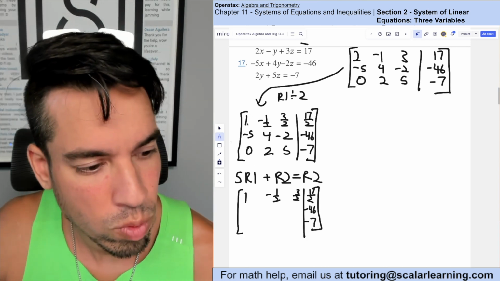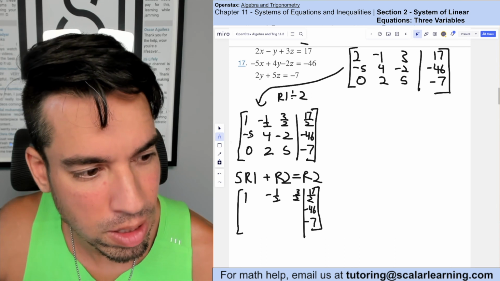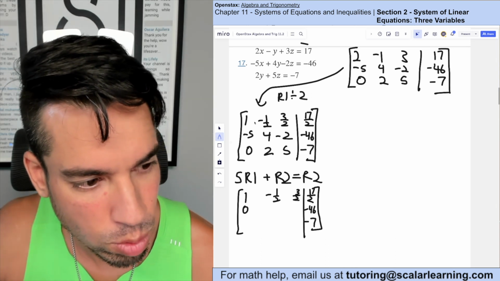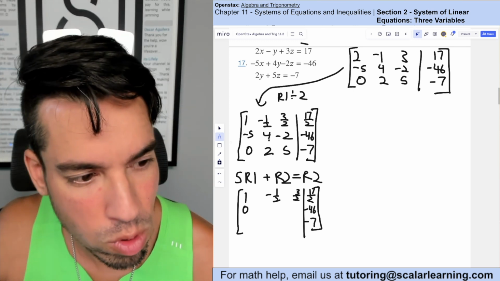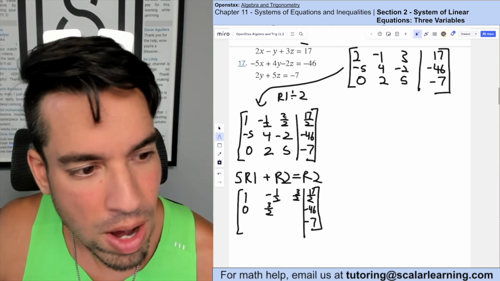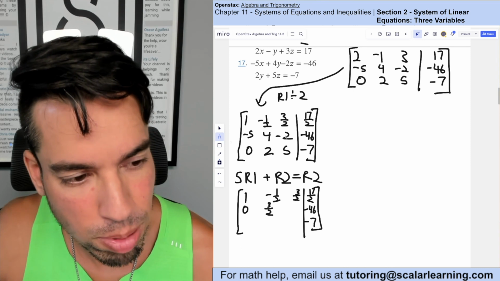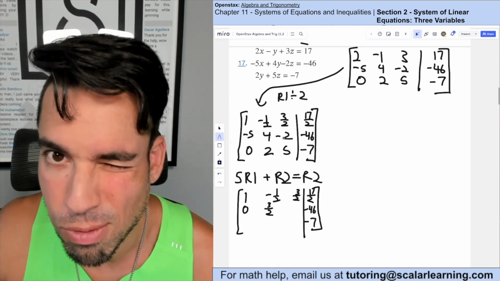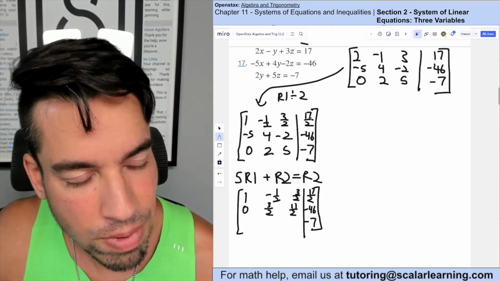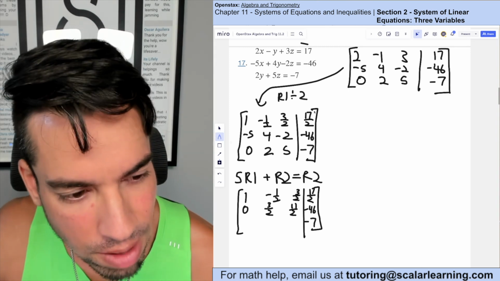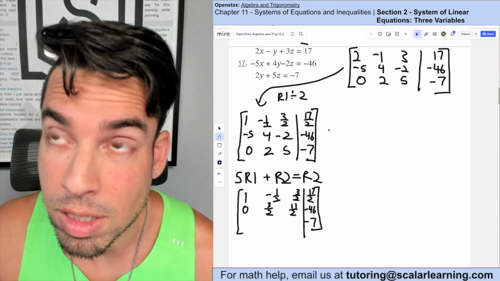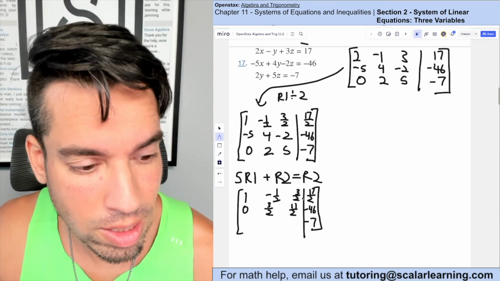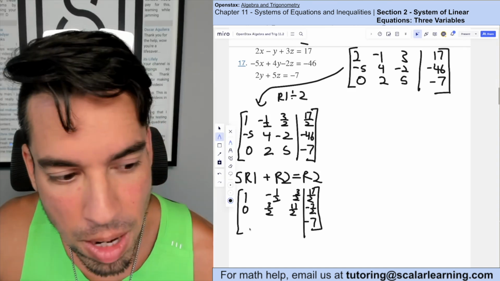So 5 times row 1, meaning 5 times 1 is 5, plus negative 5 is 0. That's what we want. 5 times negative 1/2 is negative 5/2, plus 4 is positive 3/2. 5 times 3/2 is 15/2, plus negative 2, that'd be negative 4/2, that'd be 11/2. And then 5 times 17/2, that's 85/2. This is negative 92/2 if you put it over 2, right? So let's see, 85 plus negative 92, that's negative 7/2. And then the bottom row stays the same.